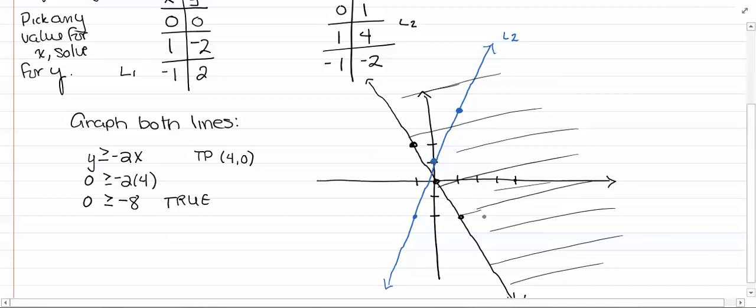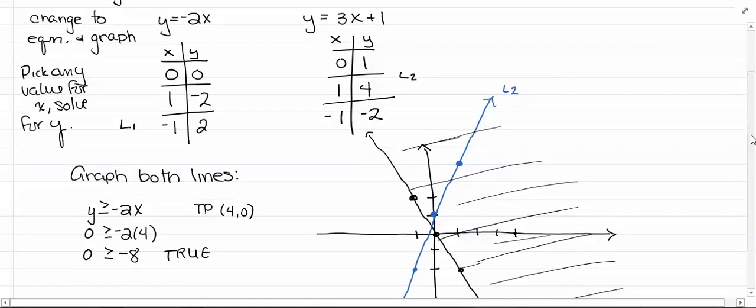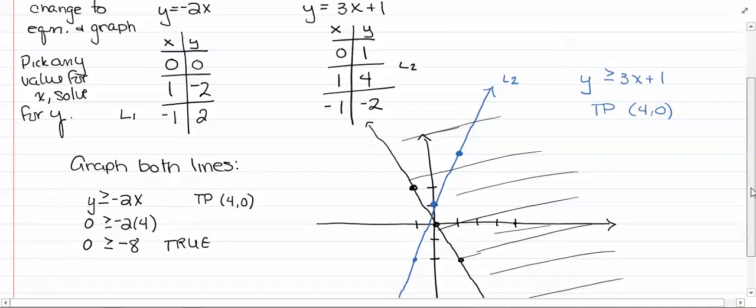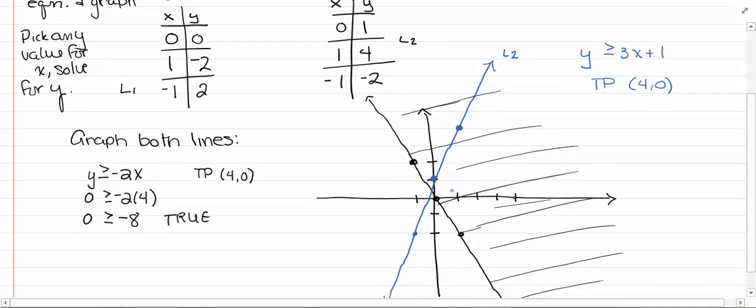Do the same thing now with the blue line. Pick a test point not on the line, and you can pick 4, 0 again, or you can pick any value you want, but you've got to go back to the original inequality. And so I've got y greater than or equal to 3x plus 1. I'm going to use a test point of, again, 4, 0. And again, it's just some random point that's not on the blue line.